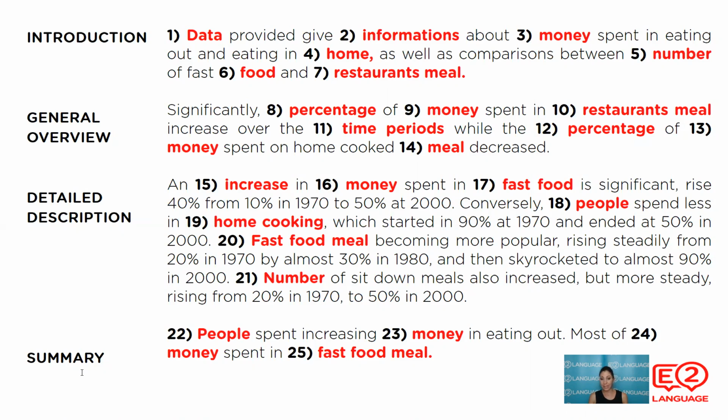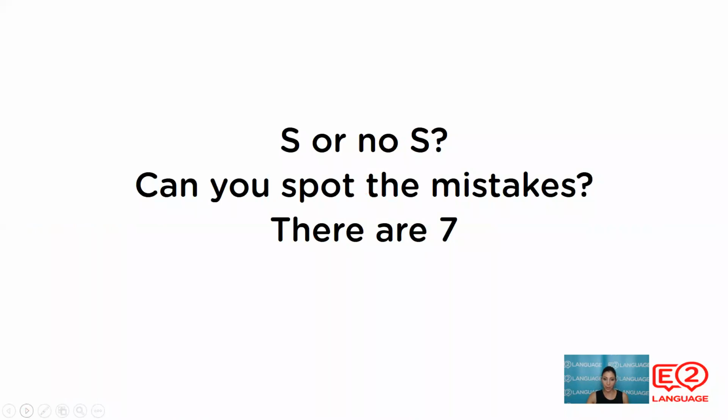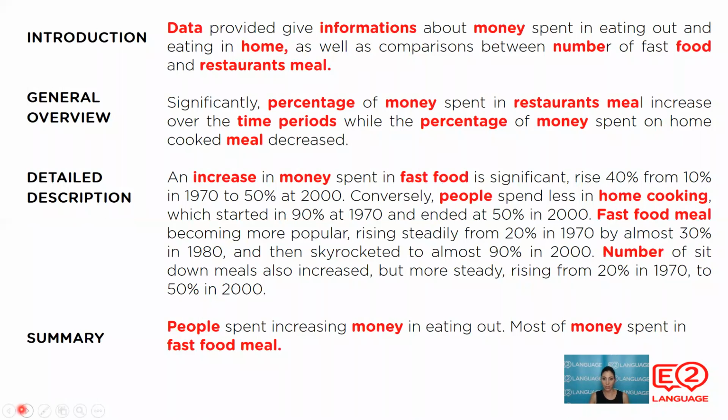Now, there are some mistakes in plural and singular nouns. So the next thing I'd like you to do is spot the mistakes. There are 7. Some nouns have an S when they shouldn't, and some nouns don't have an S when they should. So which ones are they?